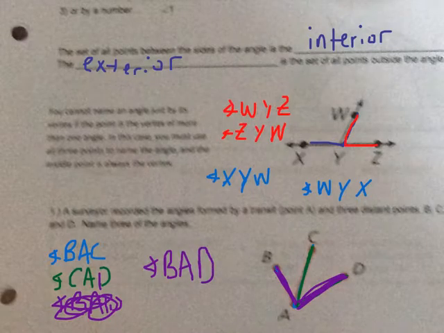Again, all of these have A in the middle, and we would have to use three letters to name each one of these different colored angles that I drew, because you wouldn't know which angle we were talking about if we just said angle A. You'd wonder, well, which angle A? There are three of them there.